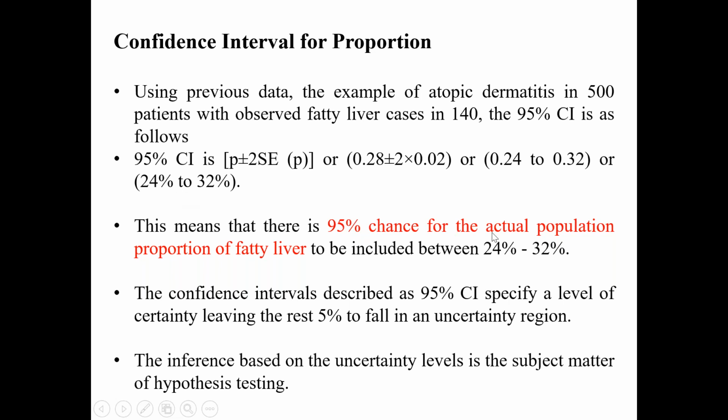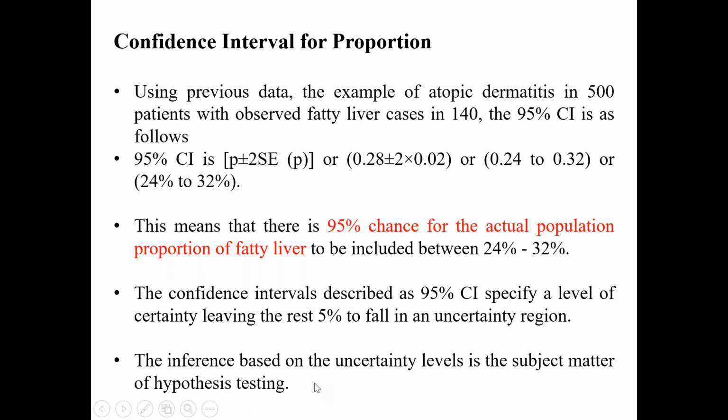This means that there is a 95% chance for the actual population proportion of fatty liver to be included between 24 to 32%. Now, the 95% confidence interval specifies a level of certainty, leaving the remaining 5% to fall in an uncertainty region. That is why I have left out this 5%. Why am I not taking 100%? That's what I told you in the beginning also. Statistics is all about probability, and we take the presumption of 95%, and we try to predict that whatever is occurring within the 95% value is correct, and others are outside.